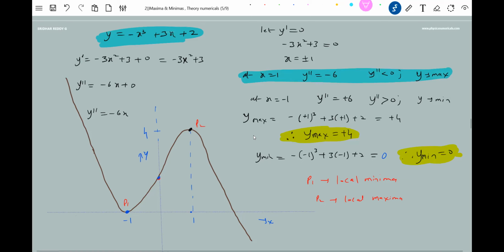Then at x equal to minus 1, y double dash equal to plus 6. So y double dash is greater than 0, so minima exists at x equal to minus 1. If I go for plotting the curve, it is somewhere roughly like this. Put x equals 0, I'll get 2. The value is 2. Then at x equal to plus 1, it is having maxima. At x equal to minus 1, it is having minima. So the curve will be roughly of this shape.